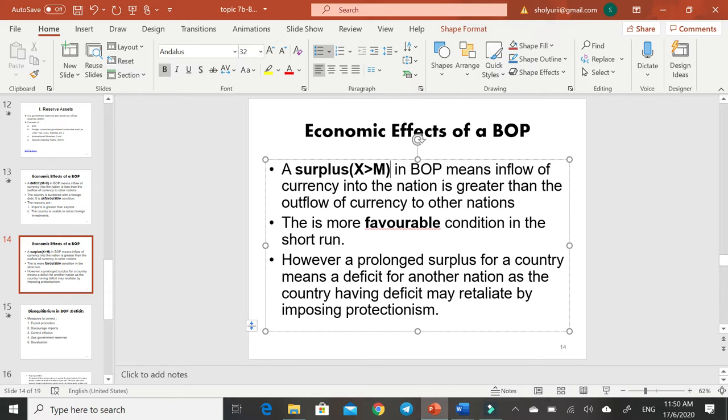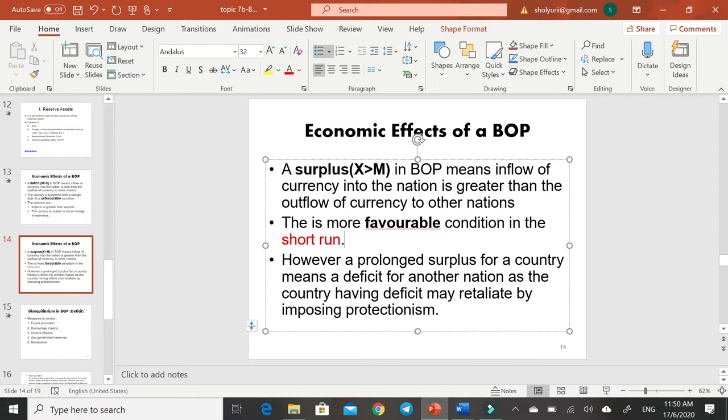We gain money. We have profited from them. Okay, this is more favorable condition, tapi dia bagi tahu kat situ in the short run only. So kita kena refer balik kepada objektif pertama yang kita belajar dulu, chapter 1. The objective of every country is to get equilibrium in international trade. At least our export is equals to our import. Tapi this one is not equilibrium.